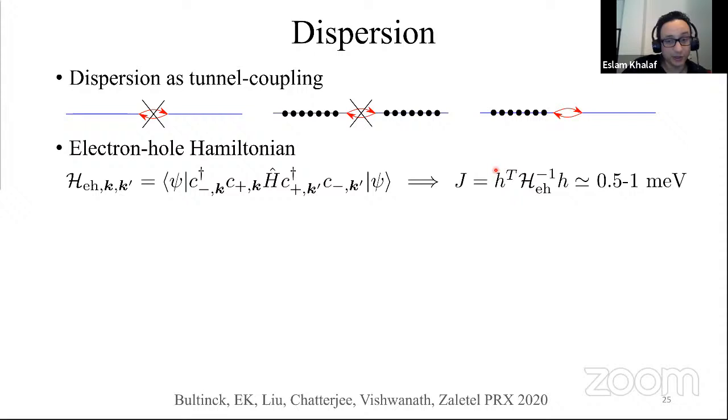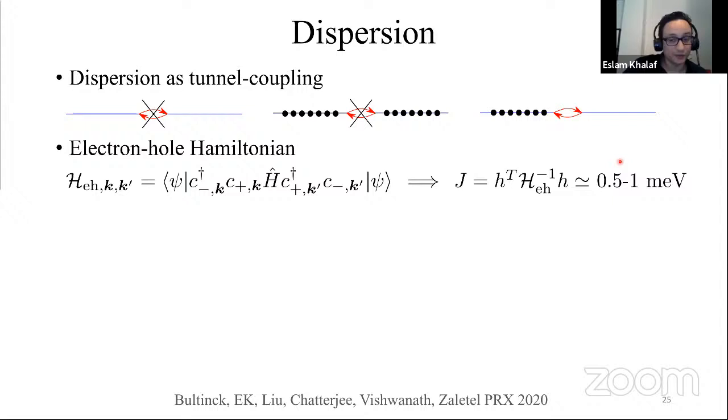Notice that I'm using here a very compact notation. So these h's are like vectors in momentum space, and this capital H is a matrix in momentum space. So this is a matrix equation. And the result of this calculation is this scale J that looks very similar to the superexchange in the Hubbard model, for example. And it's of the order of 0.5 to 1 meV. And it turns out that this is a scale relevant for superconductivity.